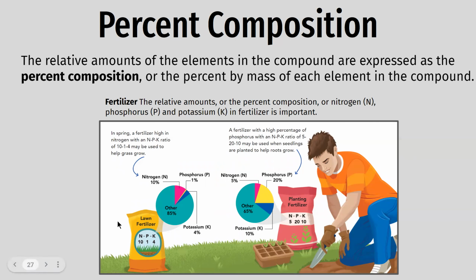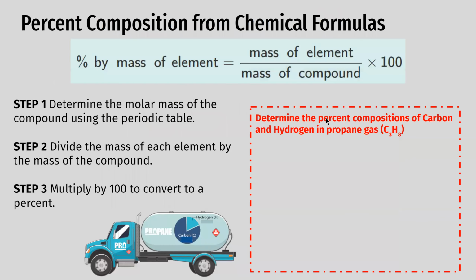For instance, we've got a different percent composition for lawn fertilizer that you would use in the summer versus fertilizers that you would use for planting things in your garden or shrubs or flowers, things like that. So percent composition is simply the percent that each element makes up of an overall compound, and that's what we're going to be determining today.